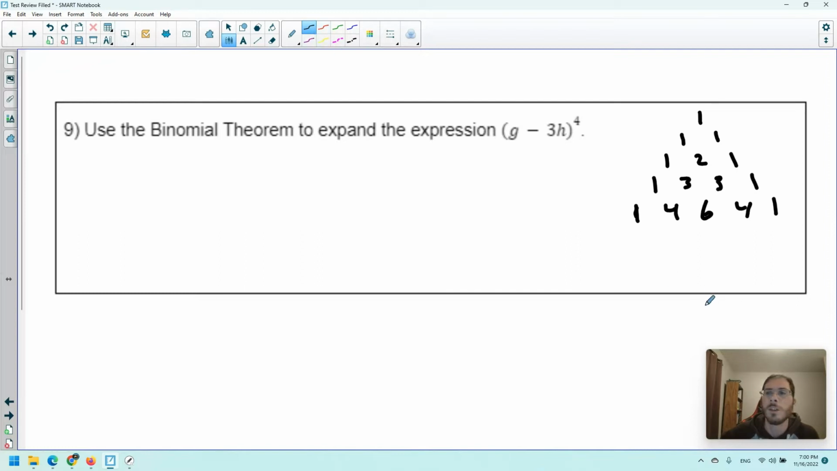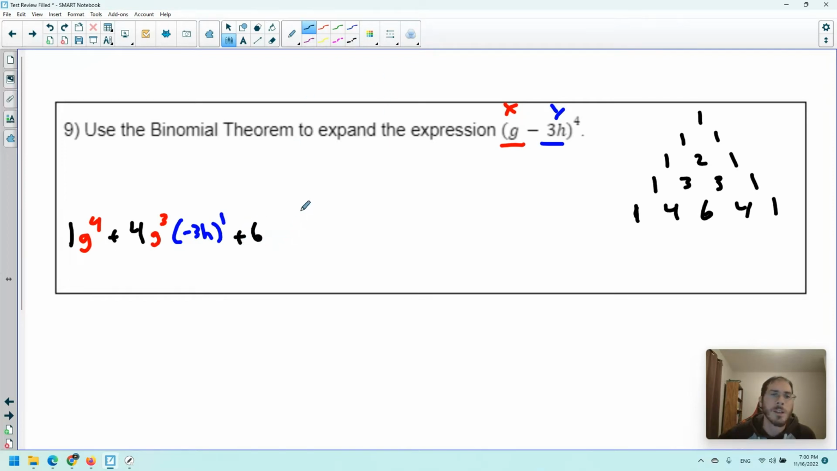So to do this, I know that my first term is going to be 1. I know in place of the x is the g, so I'm going to do g to the 4th power, because remember we always start with whatever our exponent is up here. First one's done. All right, next number I got is 4. The g's have to go down by 1, so g to the 3rd power. And my y or my b is going to be negative 3h, so minus 3h to the 1st power. So now we're starting to get these negative 3h's to show up.